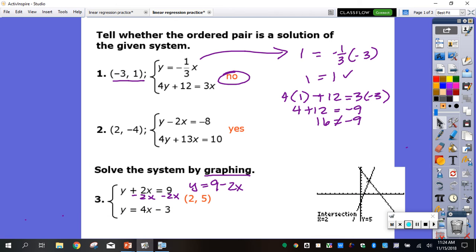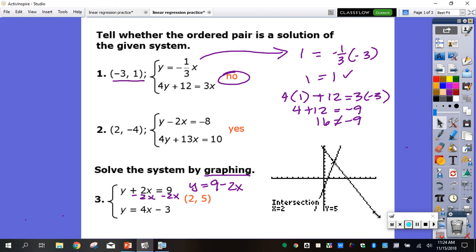And with a system of equations, your solution is both the x and the y value, because you have both an x and a y in your equation. And that's how you solve systems of equations with your calculator.